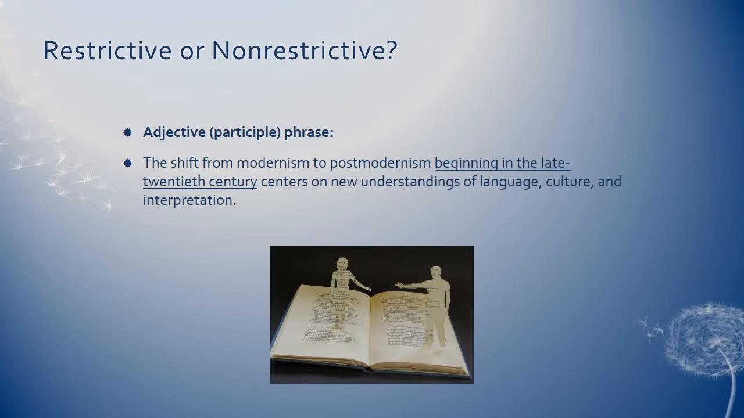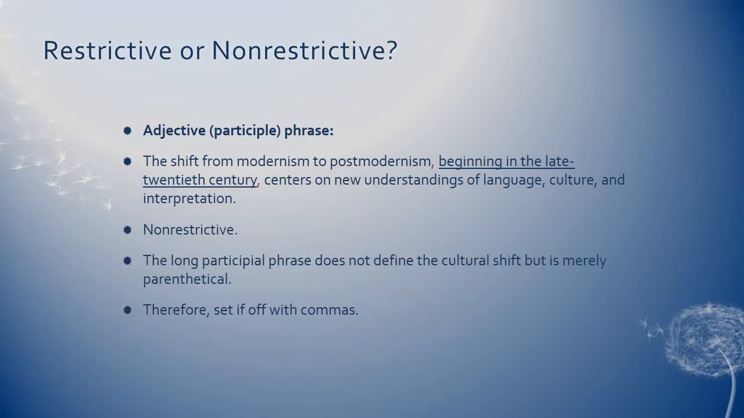Well, the following adjective participial phrase, is it restrictive or non-restrictive? Do we set it off with commas or not? Well, here, the adjective participial phrase is non-restrictive, and therefore we set it off with commas. Okay, let's read it together. The shift from modernism to postmodernism, beginning in the late 20th century, centers on new understandings of language, culture, and interpretation. Well, the longish participial phrase does not define the cultural shift, but is merely extra information or parenthetical. Therefore, we should set it off with commas.